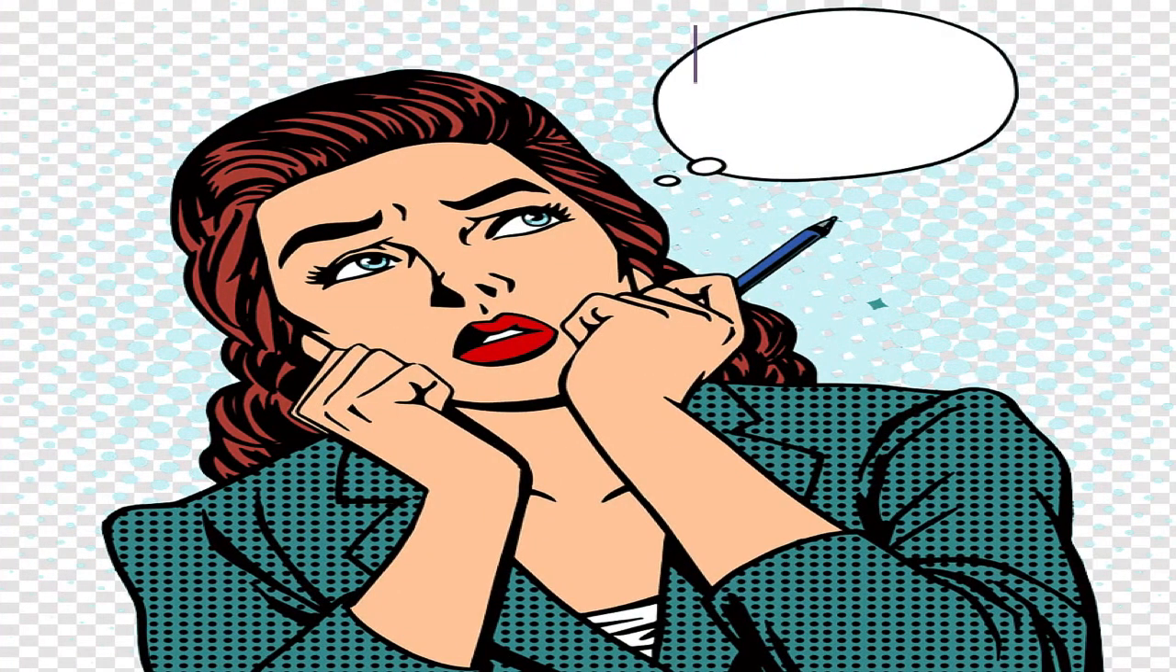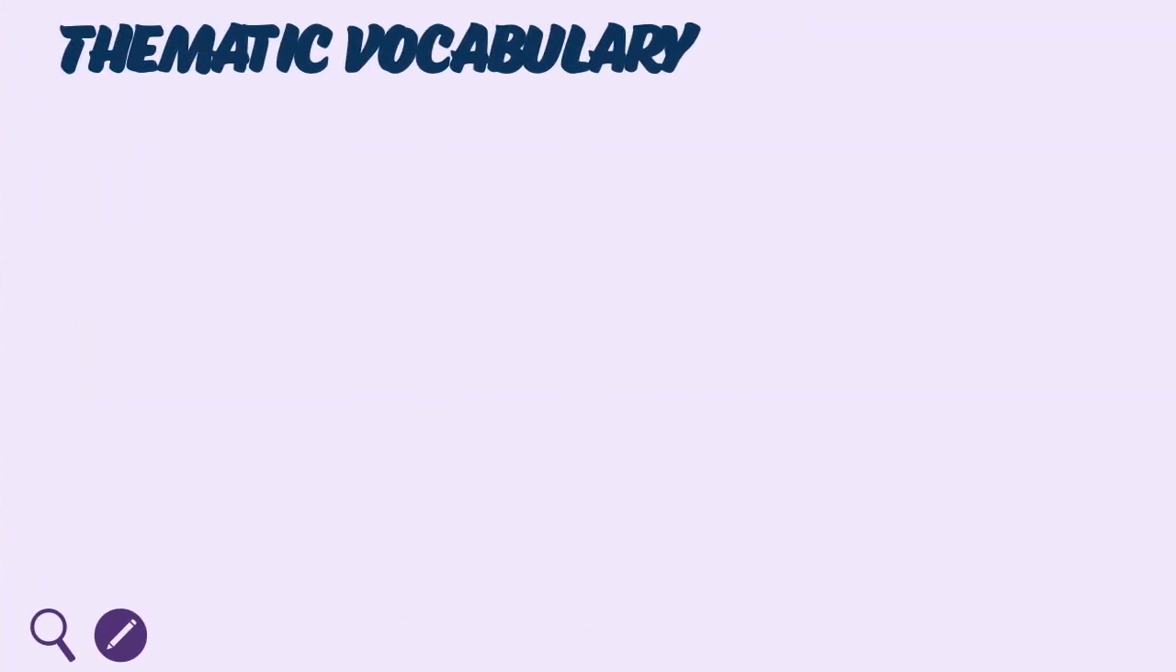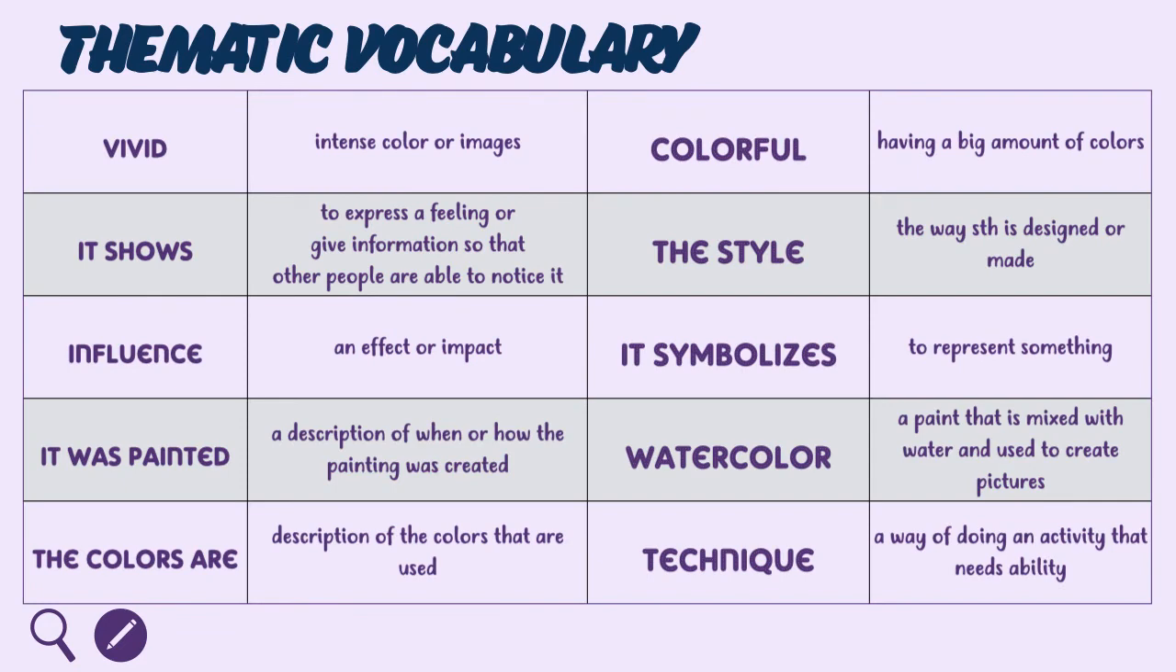But how can we describe art forms using English words? For this, we're going to use thematic vocabulary. And in this challenge, we're going to use the following words. Number 1, vivid. Vivid means an intense color or images. Number 2, it shows. It shows means to express a feeling or give information so that other people are able to notice it. Number 3, influence. It means an effect or impact. Number 4, it was painted. It means a description of when or how the painting was created.